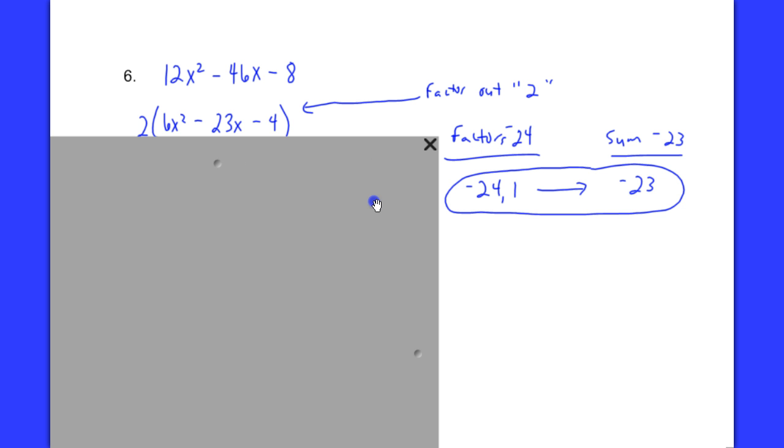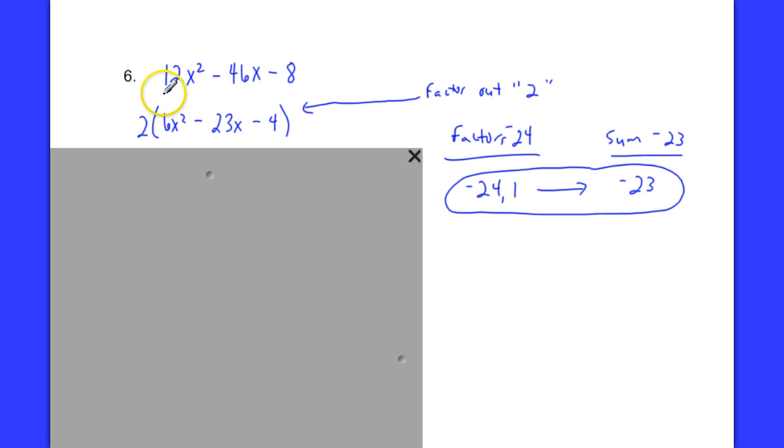Then the next step you do, you take the factors of a times c. Now again, we're only looking at the trinomial here. 6 times negative 4, that's negative 24. That's a negative factor there that you have to have. Then they have to add to negative 23, and there it is. I found it on the first try. Did you? Negative 24 plus 1 is negative 23. Negative 24 times 1 is negative 24. So there you've got it.